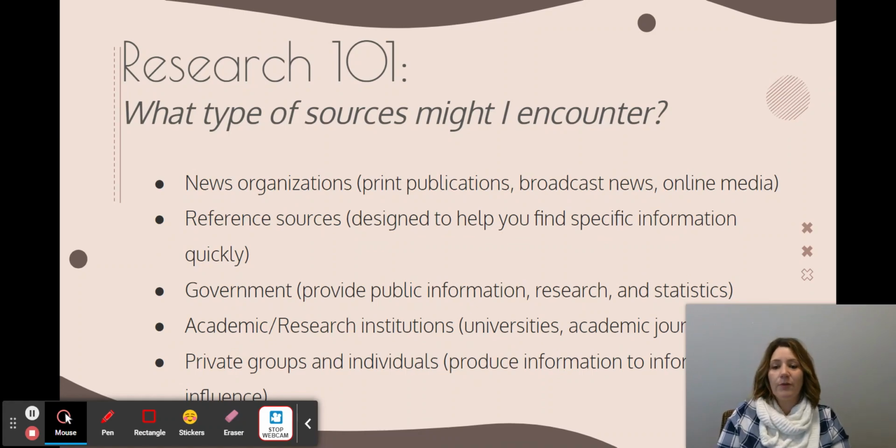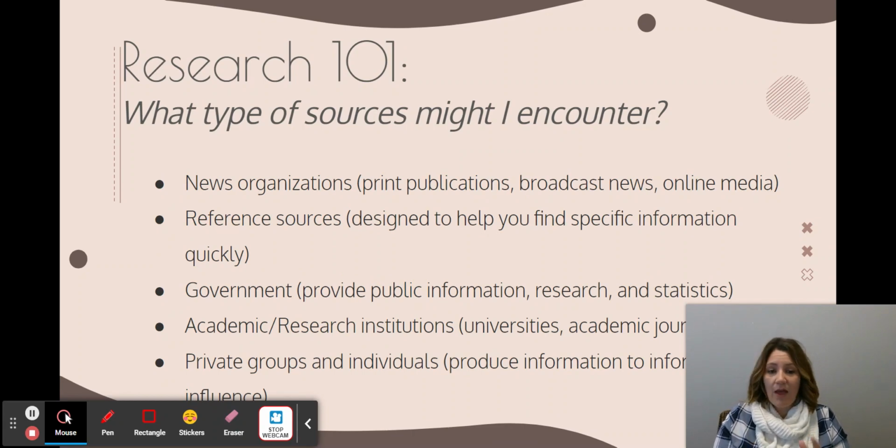And then there's also government. So the Center for Disease Control is a government entity. There's academic and research institutions. There's universities. There's academic journals, which in video two we'll get to, looking at peer-reviewed academic journals using the digital resources that the district has. And then there's also private groups and individuals.